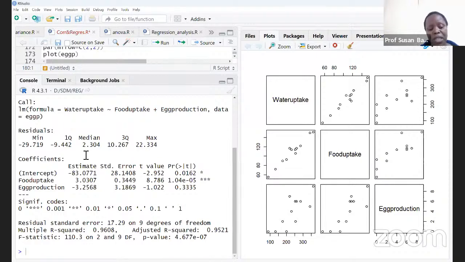linear relationship between water uptake and food uptake. When we go to egg production, the p-value is 0.33335. It is greater than 0.05, meaning there's no significant linear relationship between water uptake and egg production. So we can now get literature to support our results. Is it true that the relationship between water uptake and egg production is not linear? So we read literature and support our results. But the statistics here show that there is no significant relationship between water uptake and egg production.